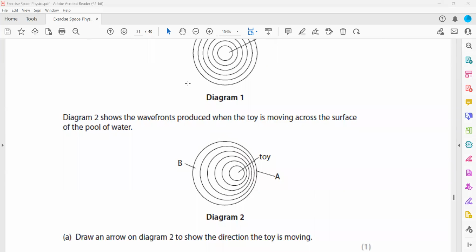So if a person is observing from A, what shift will he receive, blue or red? Blue shift. So he will experience a blue shift. And an observer at B, what will he observe? Red shift. So he will observe a red shift.